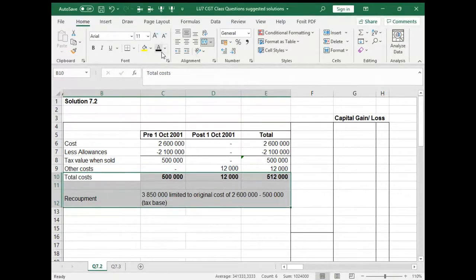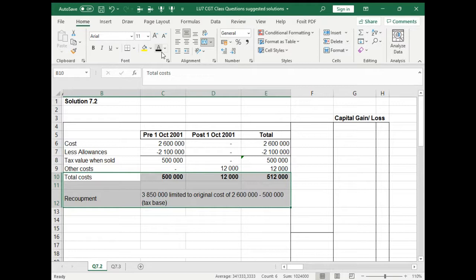Okay, now when we do the recoupment, we look at what is the proceeds value. Now in this question, the proceeds was 3.8 million. Okay, so that is the proceeds amount, is limited to the original cost, the 2.6 million, okay?